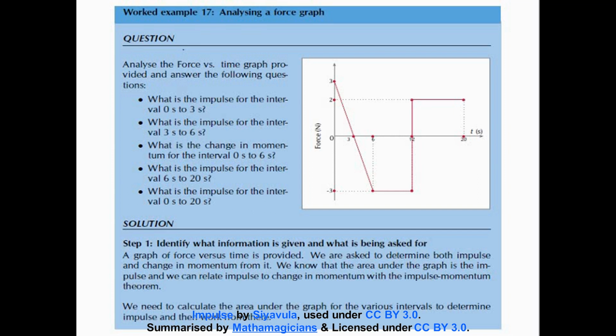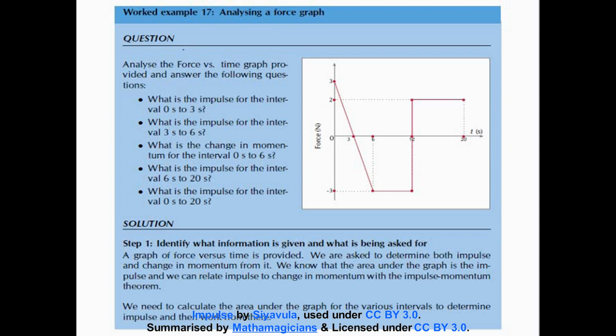So the question says, analyze the force versus time graph provided and answer the following questions. What is the impulse for the interval 0 to 3 seconds? What is the impulse for the interval 3 to 6 seconds? And what is the change in momentum for the interval 0 to 6 seconds? Then, what is the impulse for the interval between 6 seconds and 20 seconds? And then, what is the impulse for the interval from 0 to 20 seconds? In other words, that last question is what is the impulse for the entire interval, and the entire time interval is from 0 to 20 seconds.